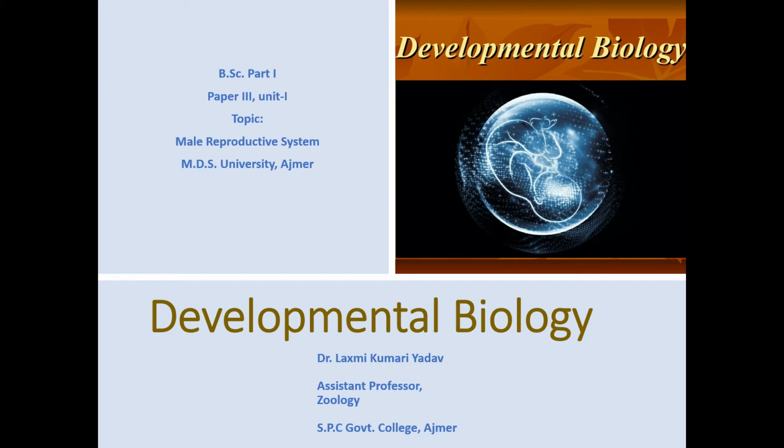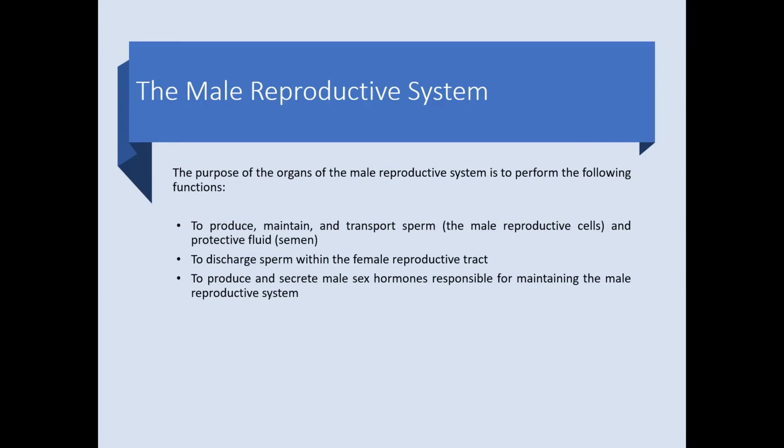Students, today's topic is the male reproductive system of unit 1st of paper 3rd, developmental biology. First of all, we study the male reproductive system, the functions of the male reproductive system.